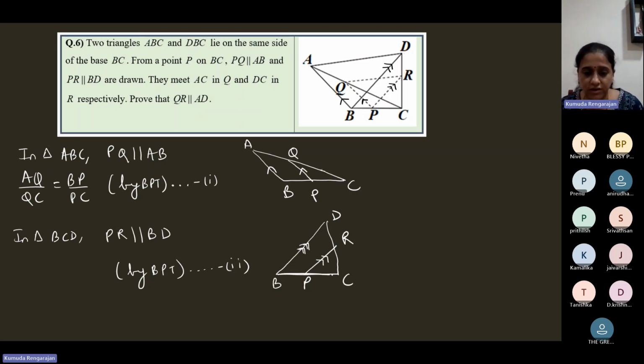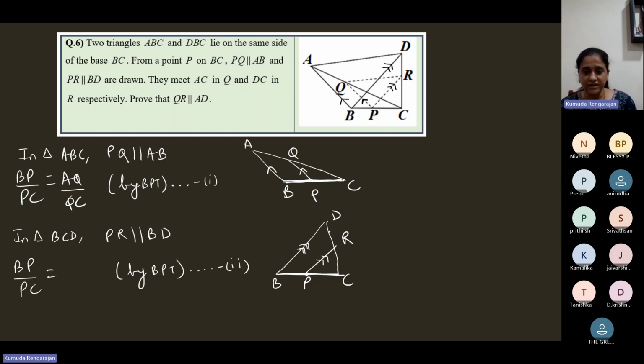You can see BC is the common side. So in one triangle, if you write BP by PC, in the other triangle also you write BP by PC. You can also write that common thing first. What's that common thing? BP by PC equals AQ by QC. So write the same thing, BP by PC equals DR by RC.